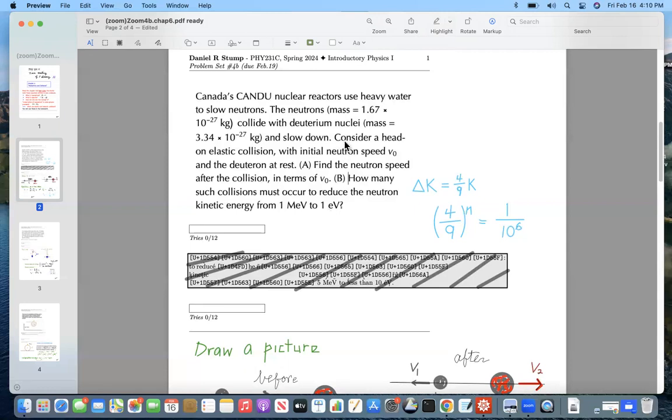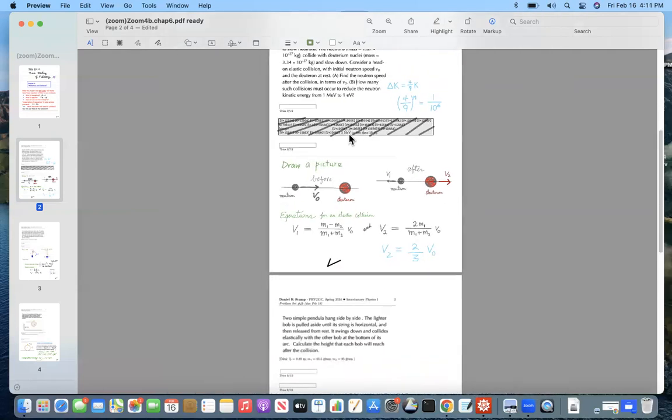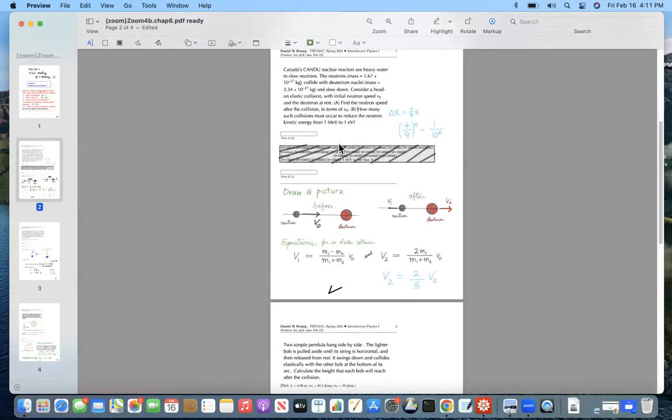So that's the problem. It's really to analyze an elastic collision between two particles with mass m1 and m2. And it doesn't give a value for the neutron speed. So we just want to know what's the final speed after the collision. That will be something proportional to the initial speed. We just need to calculate that constant of proportionality. So we always do these problems in the same way. We start by drawing a picture.